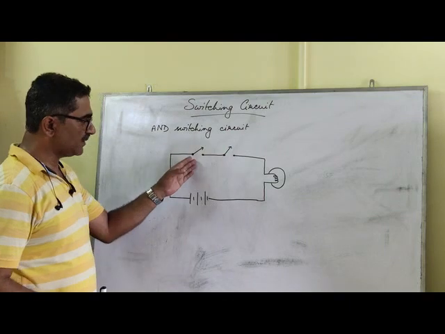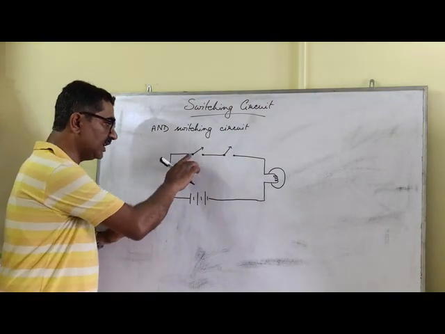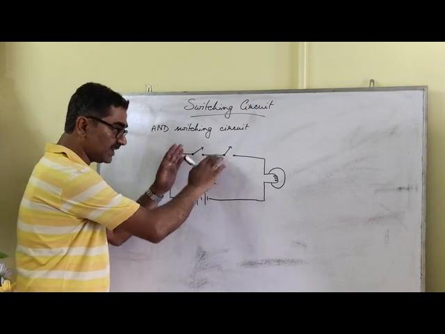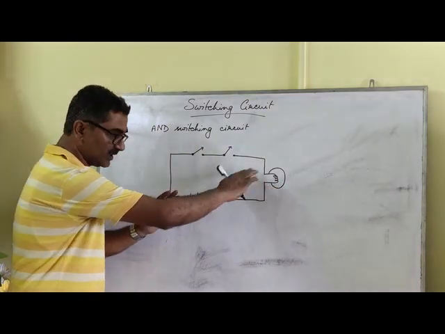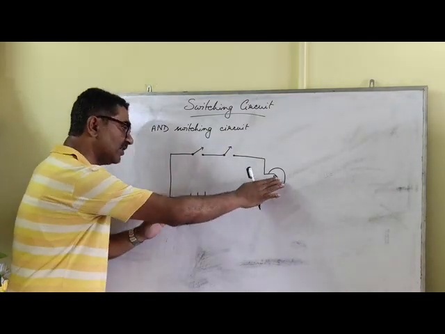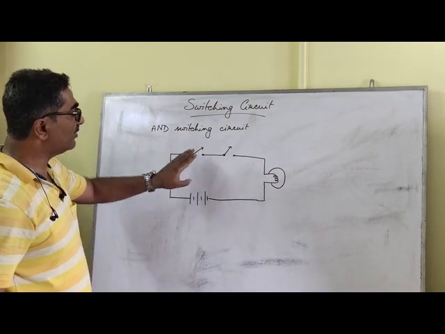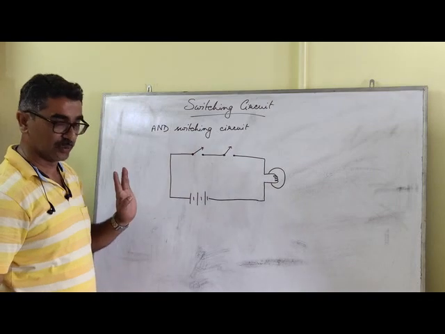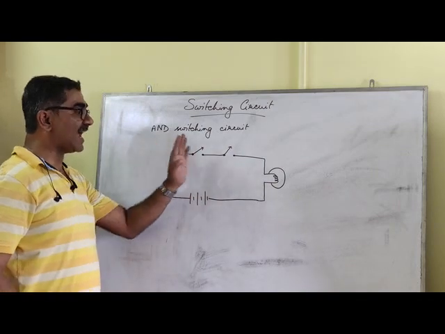So look at the way it works. Only when both the switches are on is the circuit complete, and therefore the current flows through the load, that is through the bulb in our case, and you'll find that the bulb is glowing. Only when both the switches are on will this bulb glow. Otherwise it is not going to glow. So this is what happens with the AND switching circuit.